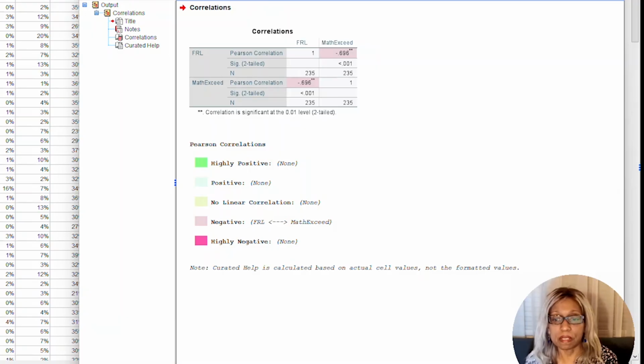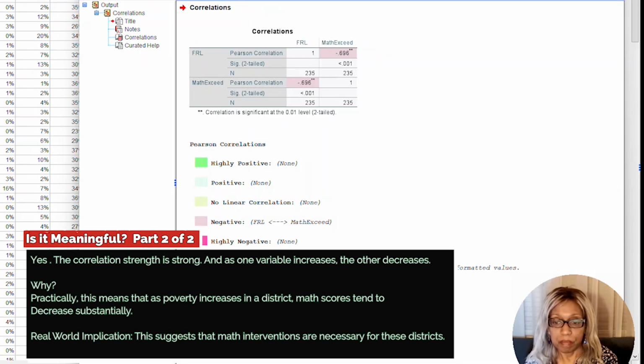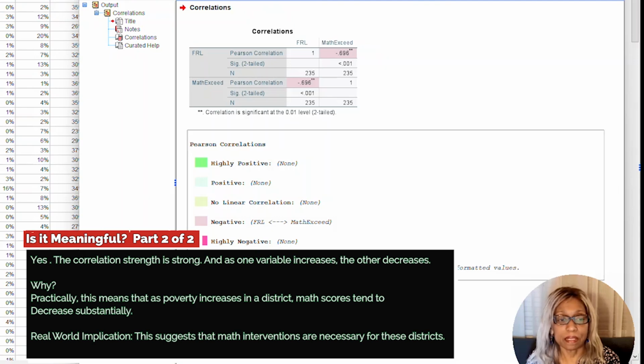Now, the second part of this is, is it meaningful? Yes, the correlation strength is strong, meaning as one variable increases, the other one decreases. And the other meaningful information out of this is why. Because this means that as poverty increases in a district, math scores tend to decrease substantially. So the real world implications suggest that math interventions are necessary for these districts. And that concludes my analysis, and thank you.